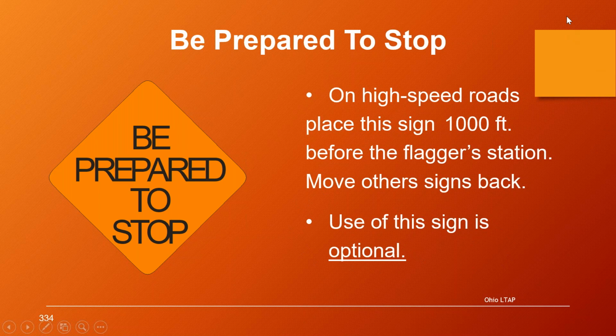So we learned before that options are what we use to make the work zone as safe as possible. And we use the options in high-speed situations and in situations where there's sight distance restriction. So when you're a flagger on a 2-lane road and there's hills and curves, you need to be visible. And so you need to stand where you can be seen before the hills or curves, and then also have this sign.